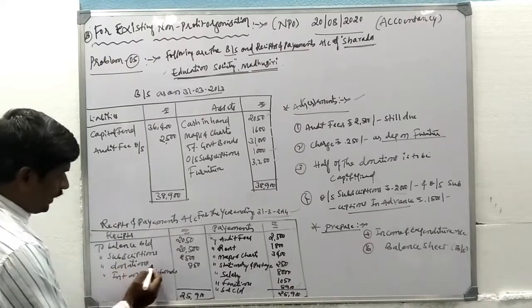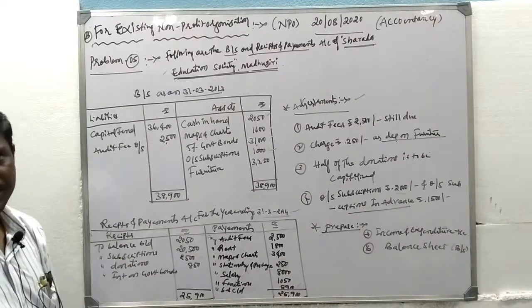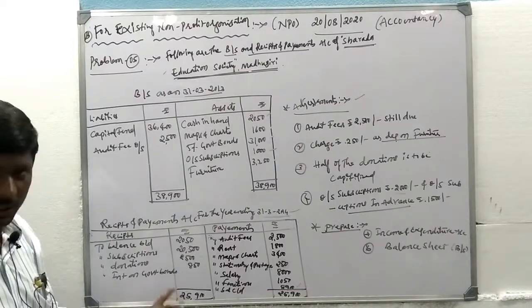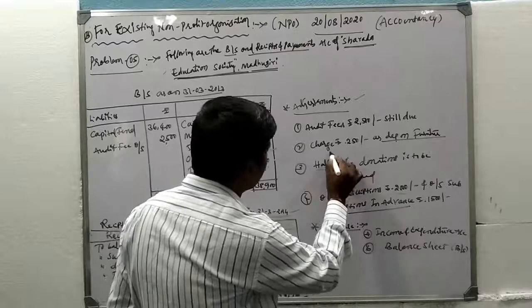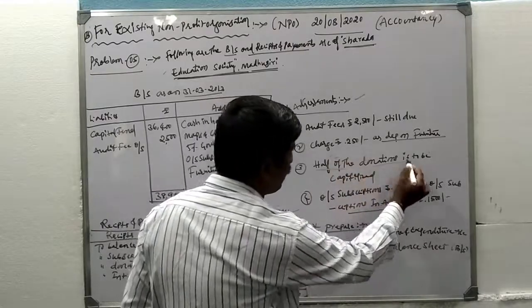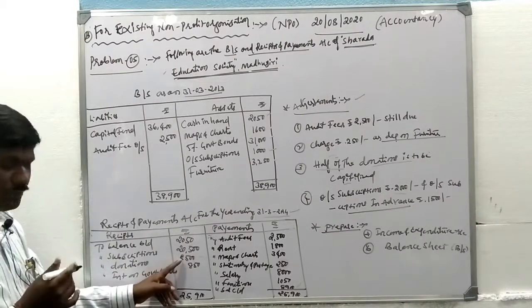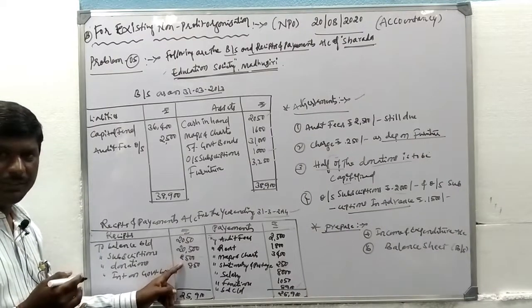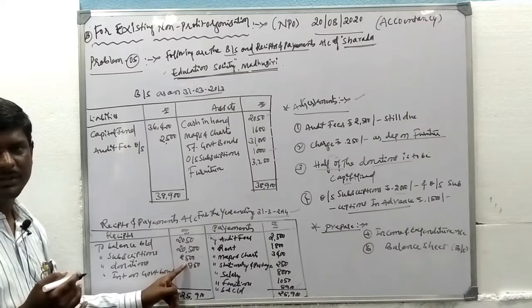So next, donations rupees 2,500. So donations are also one of the incomes received for the income side, but there is some adjustment given: half of the donation is to be capitalized. So the total amount is 2,500. Half is nothing but 1,250 rupees, which is transferred to the income side as donation.